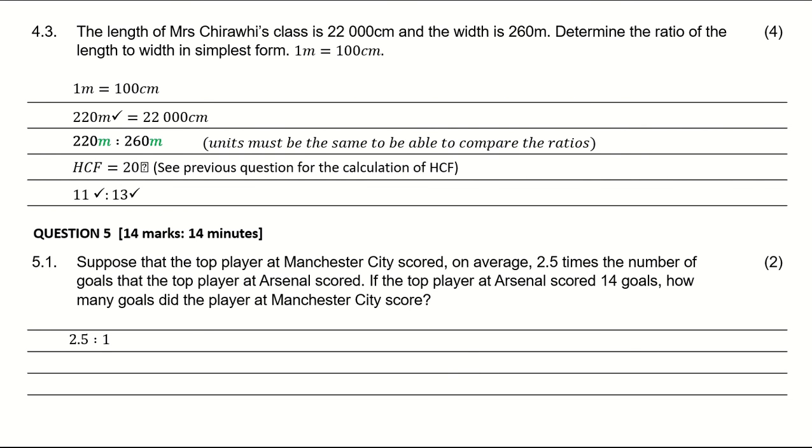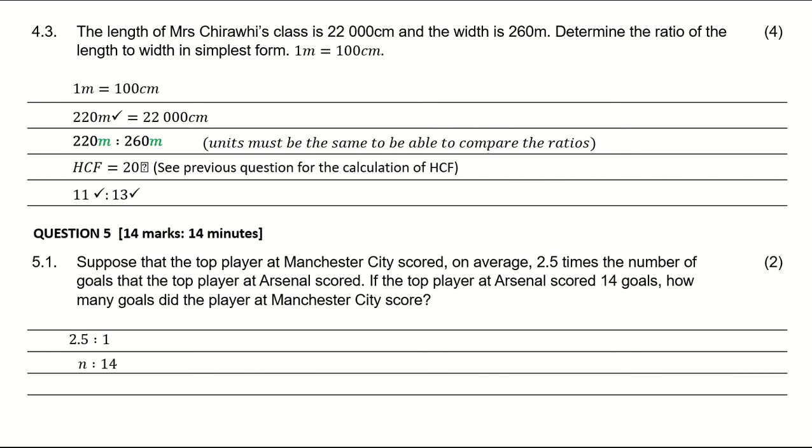Because the top player at Man City scored on average 2.5 times the number of goals than the top player at Arsenal. Now we are told that the Arsenal player, remember the 1 represents the Arsenal, which is the second part, the 2.5 represents Man City. Now they're telling us if an Arsenal player scored 14 goals, how many goals did the Manchester City player score? So we're going to have n is to 14.